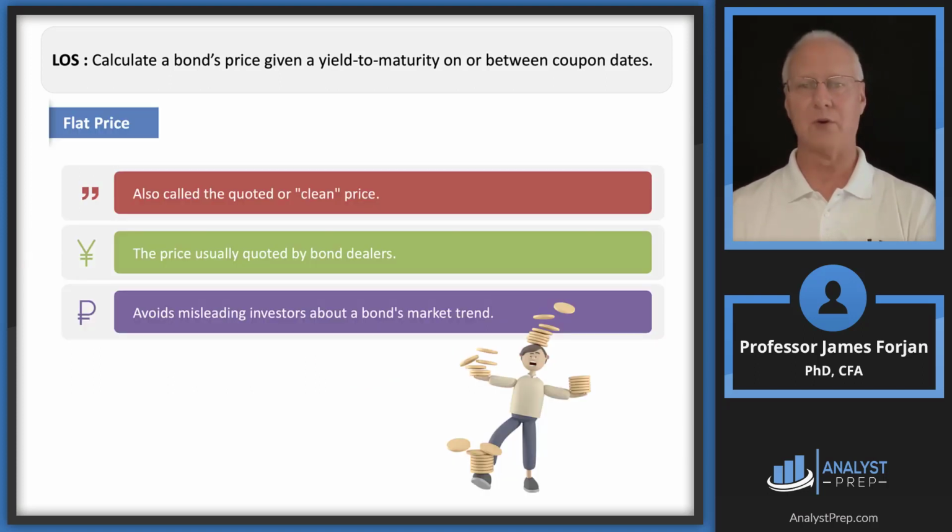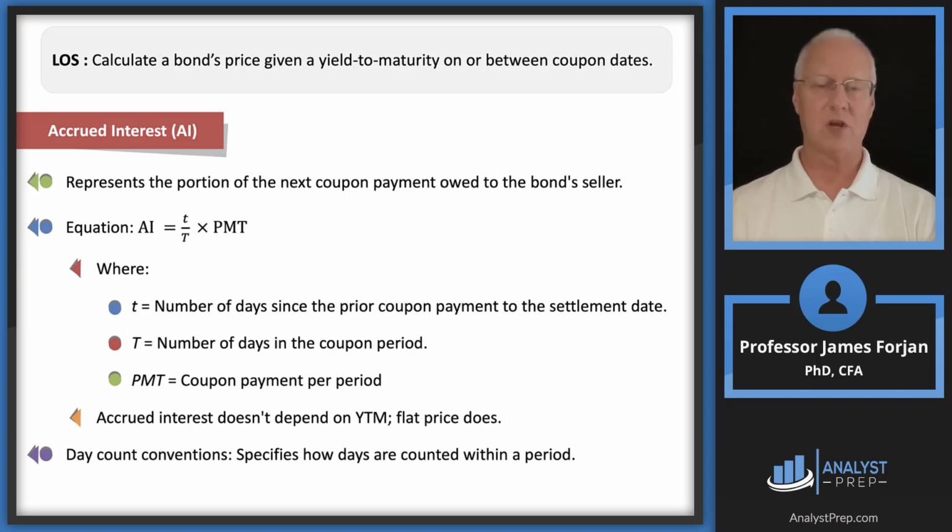Now, before we get to a problem, let me go ahead and just give you some details. I don't think that the Institute would test you on this, but you never know, right? This is also called the quoted price or the clean price. This flat price is probably the price quoted by the bond dealers. And what that does is it avoids misleading. So let's go ahead and take a look at how we're going to compute this accrued interest.